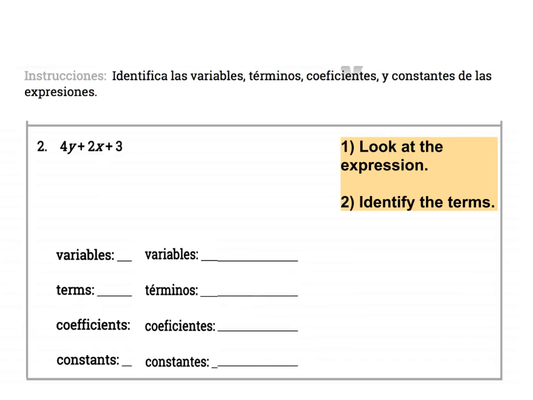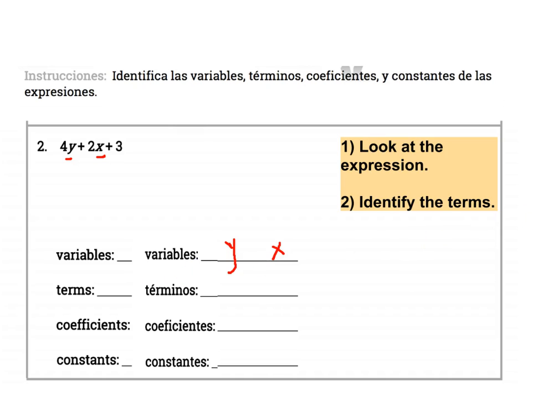So now on to the second teacher input. And again, I'm going to do the same thing. I'm going to look for the variables. The variables, again, is a letter that represents an unknown amount. So I have y and x. Those are my two variables.